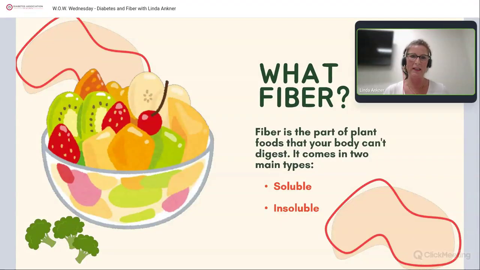So first of all, what is fiber? So fiber is a part of a plant that the body can't digest, and it comes in two different forms: soluble and insoluble fiber.